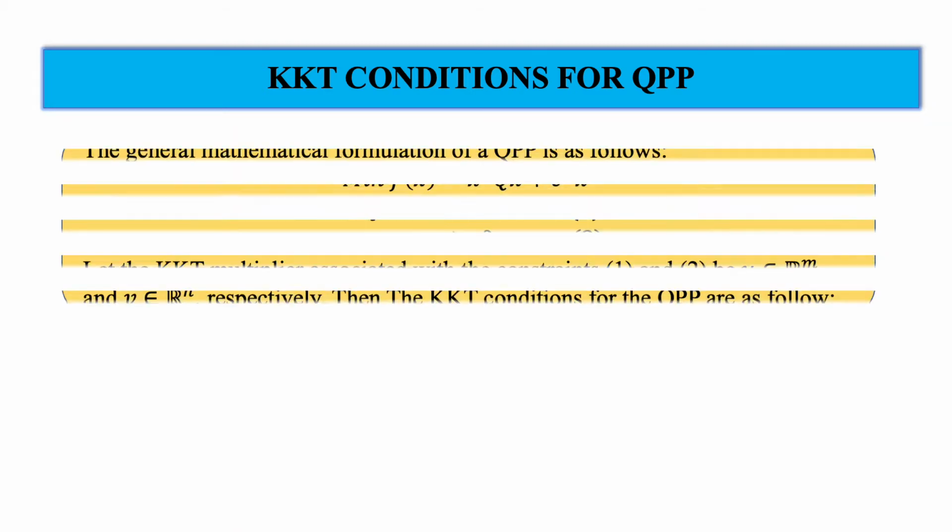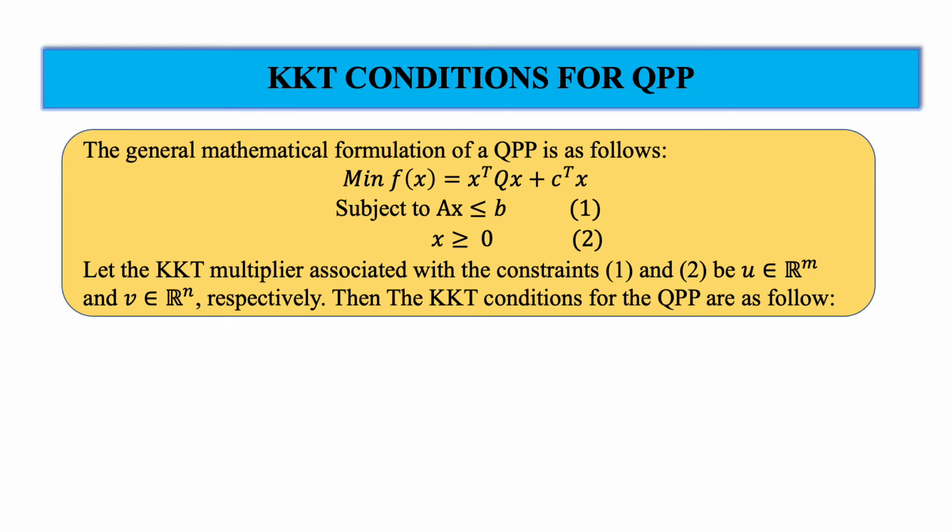So QPP was a minimization problem: f(x) equals x transpose Qx plus c transpose x, subject to Ax less than or equal to b and x greater than or equal to 0. Now this constraint can be written as Ax minus b less than or equal to 0, and this constraint can be written as minus x less than or equal to 0, because for KKT conditions all the constraints must be of less than or equal to type. Now suppose we take a multiplier corresponding to all the constraints.